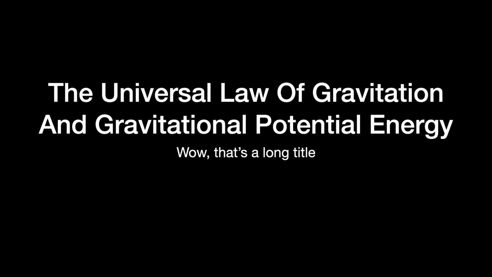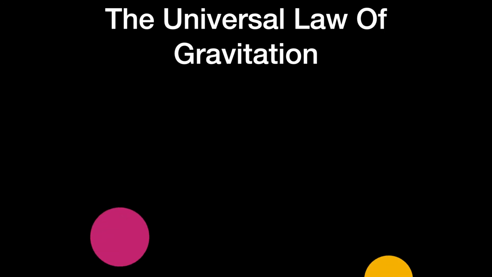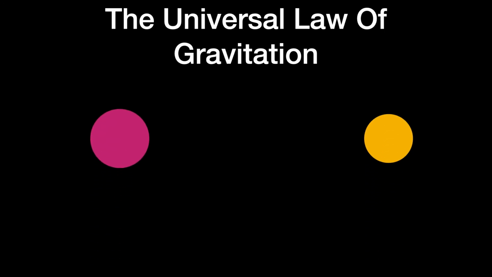What I'm going to be doing for this video is explaining the topic, then showing equations and whatever else, and then we're going to be doing some examples. Okay, so let's get started with the universal law of gravitation. So, what is the universal law of gravitation? Well, basically, if you have two objects, and in this case, let's just say it's the Earth and the Moon.